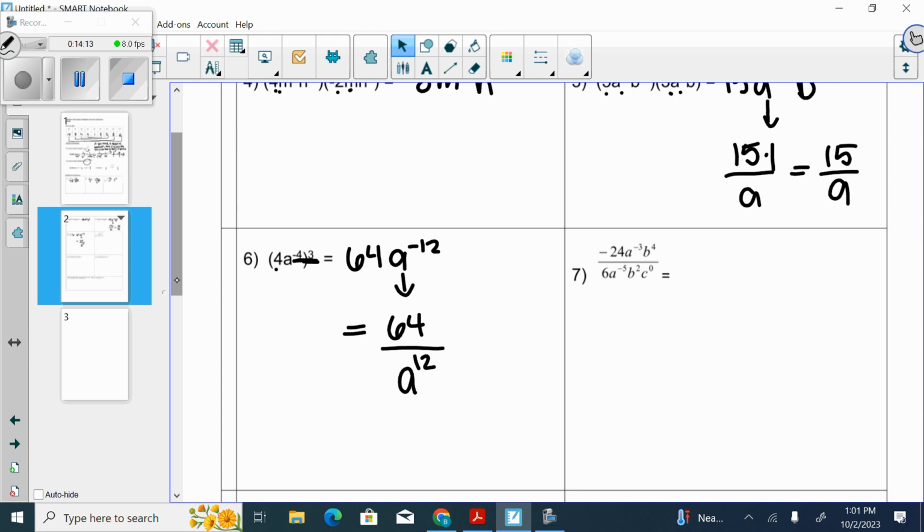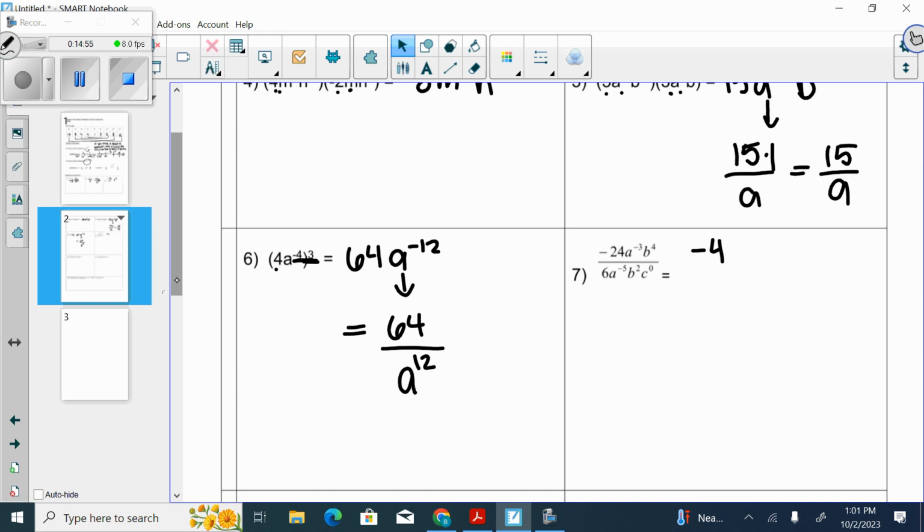All right. Okay, on number 7, we're dividing. What's negative 24 divided by 6? Negative 4. And is 24 or 6 bigger? 24. So the negative 4 goes in the top. Okay, whenever I'm dividing, what do I do with my exponents? We subtract them. Good. All right, so I've got an a with a negative 5 and an a with a negative 3. So this one's tricky. So negative 5 minus negative 3. Okay? That can be tricky if you don't type it in your calculator right.